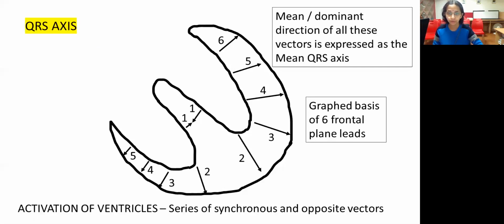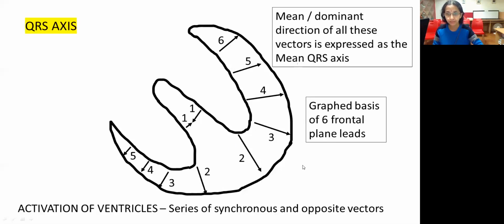Here you can see that the numbers 1, 2, 3, 4, 5, 6 denote the time period. Initially you have the vector which starts in the interventricular septum, where you have some vectors from right to left and some from left to right, but the dominant vector in the interventricular septum is from left to right. After that you have activation from endocardium to epicardium simultaneously on both sides, the RV and the LV. However, because in an adult heart the left ventricle is dominant, the predominant vector is then expressed from right to left.